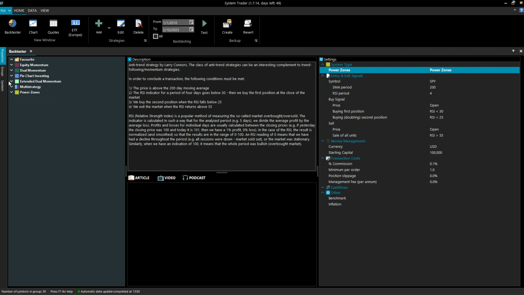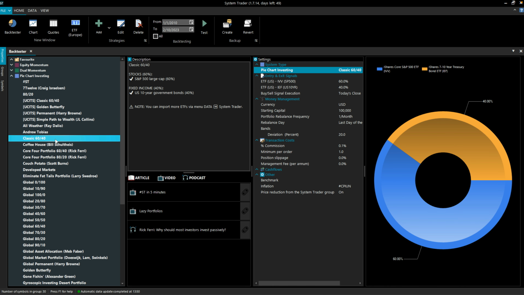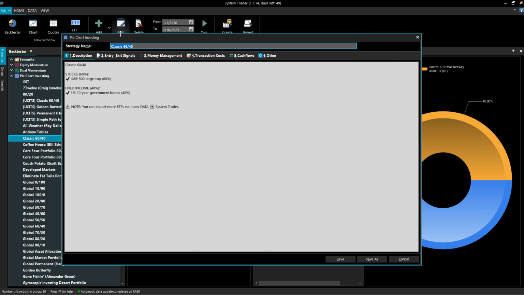And now let me go again to pie chart investing and the classic 60-40 portfolio, and let me look inside such a portfolio by clicking the edit button. Why I'm doing that here now, although I'm not going to explain everything about passive portfolios, is that certain settings of each strategy, no matter if they are active or passive, are common. So I would like to give you the very first impression of how you can set up certain details for each portfolio. So let's go tab by tab.